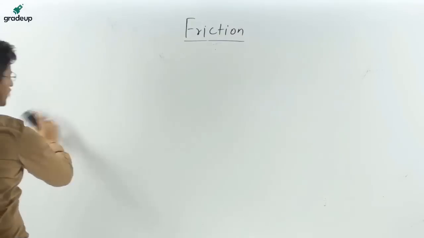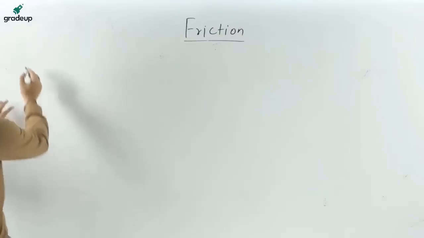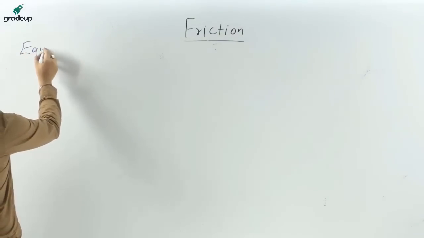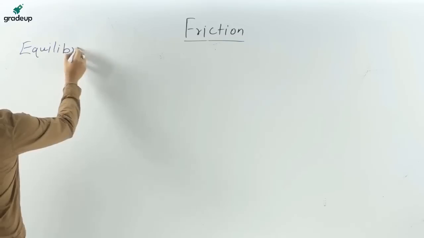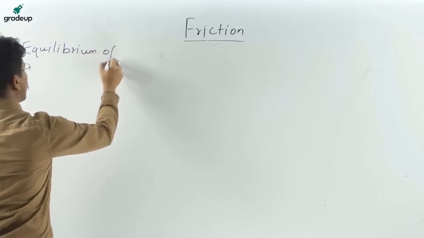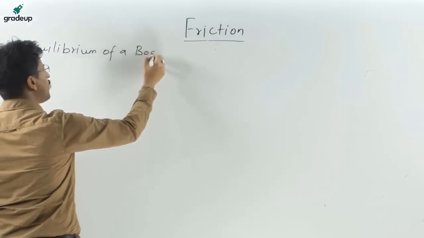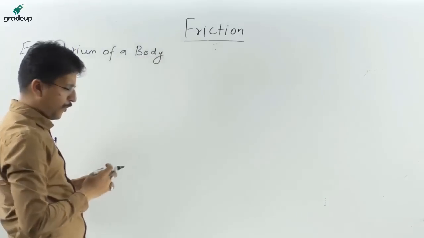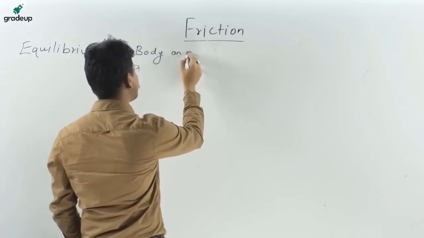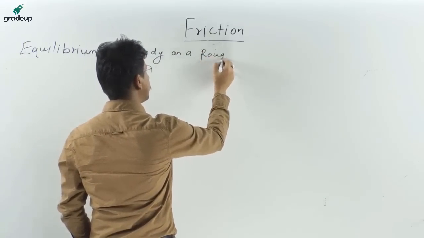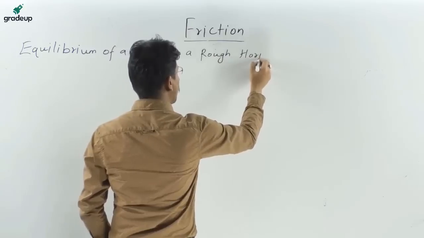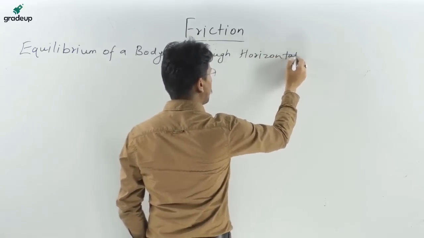Now we will see the equilibrium of a body on a rough horizontal plane.